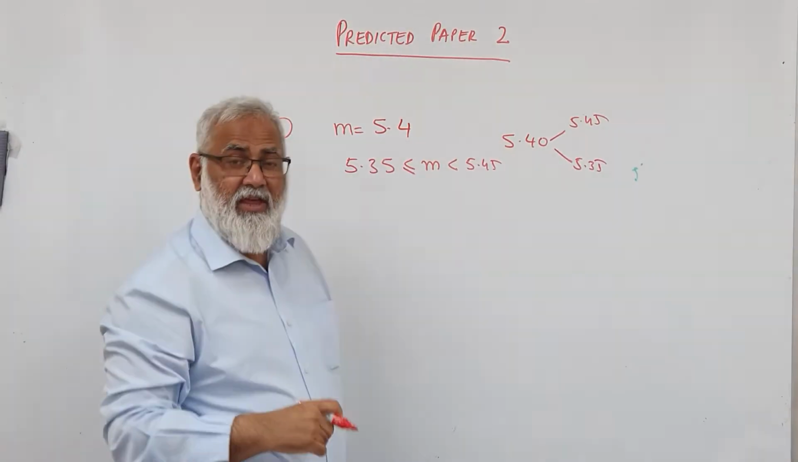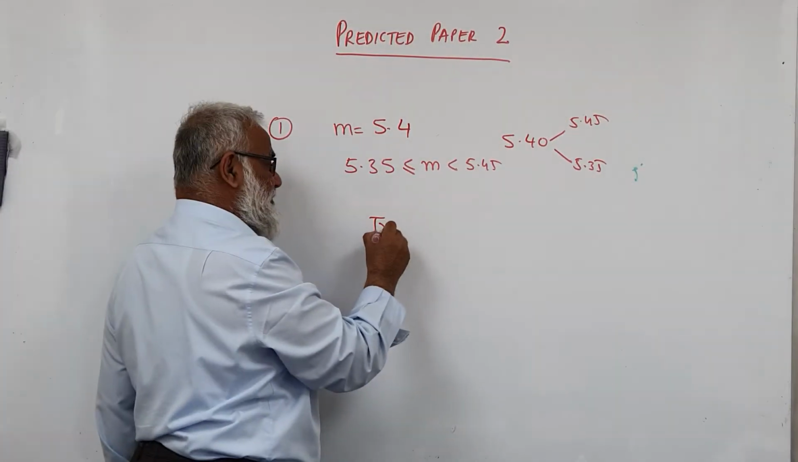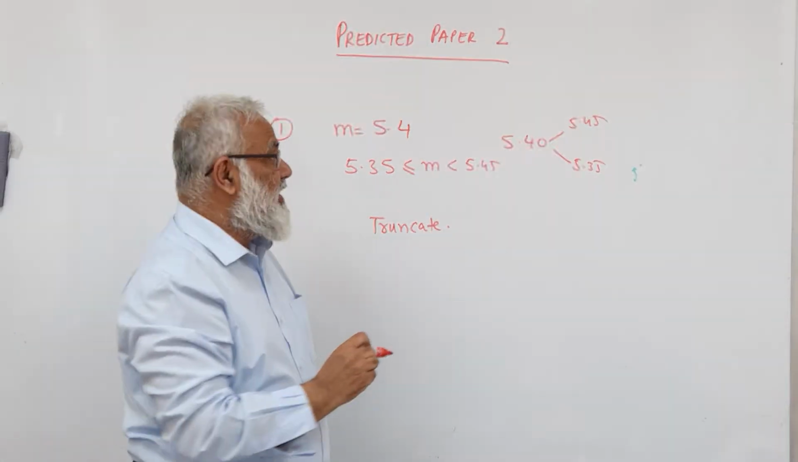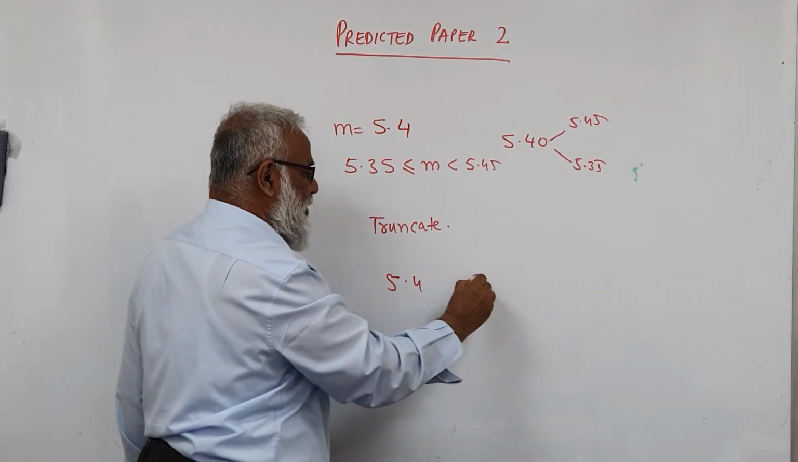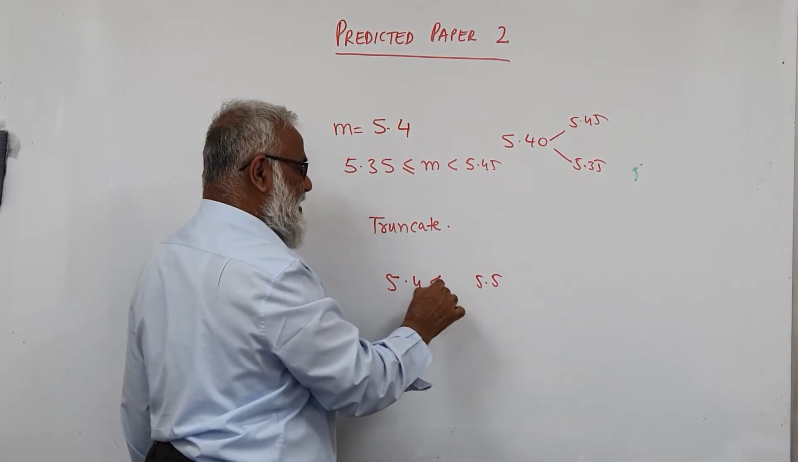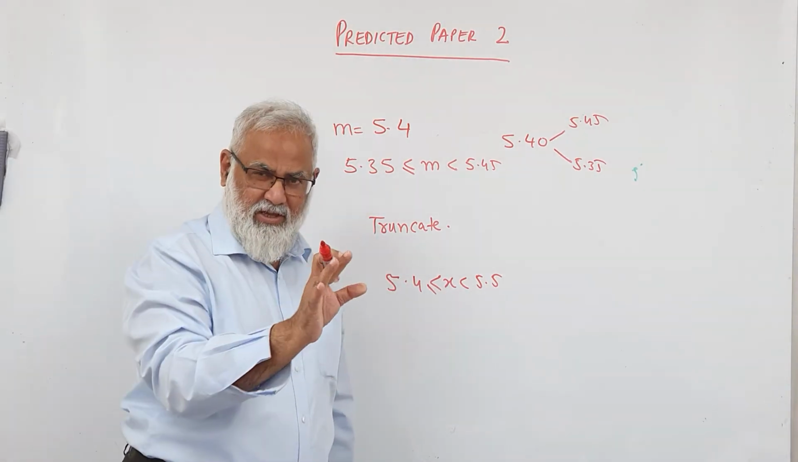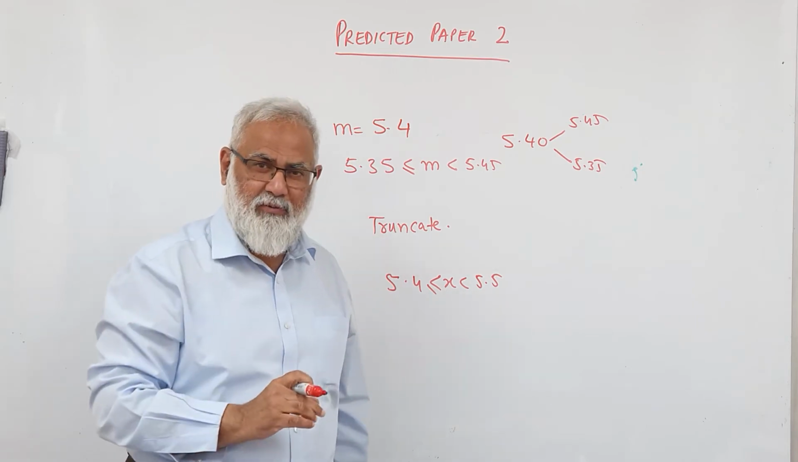But careful, sometimes they use the word truncate. If they use the word truncate, error interval, and the answer is 5.4, then you write down 5.4 to 5.5. That's what you have to write down. Okay? This is important to remember. Truncate error interval, or simply error interval.